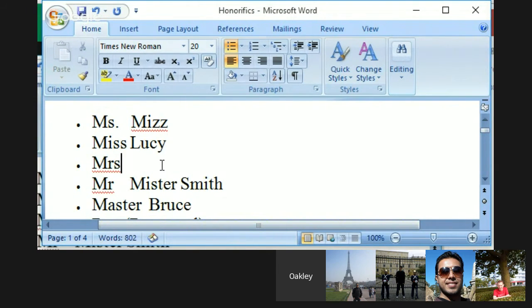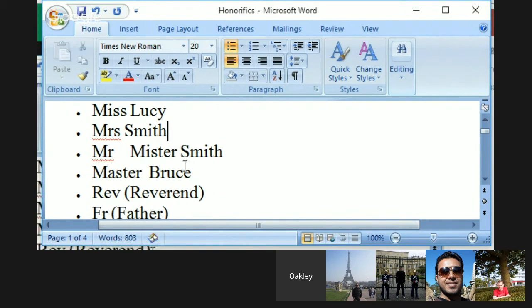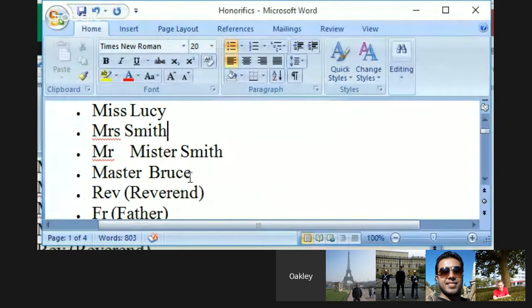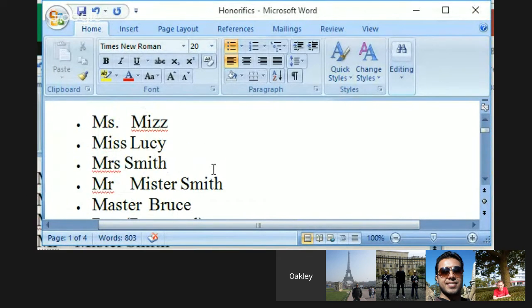Mr. and Mrs. would always be the surname, Mrs. Smith, but the younger people, okay, Miss Lucy. Now this is semi-informal. If you're introducing somebody, it'd be Miss Lucy Smith, Master Bruce Smith, like that in a more formal situation. But of course, we don't have to worry about this in normal everyday life. Now, one other thing about Mr. and Miss, these common honorifics.